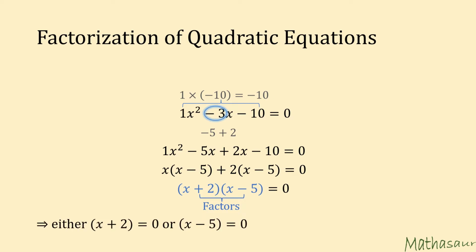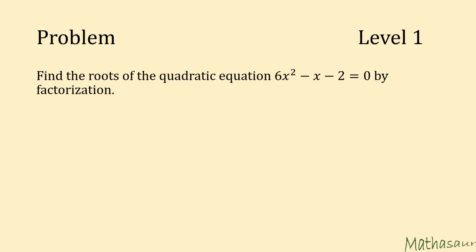Now since the product of these two factors is equal to 0, that means that at least one of them has to be 0. So we could write that either x plus 2 is equal to 0 or x minus 5 is equal to 0. Solving these two, we get x equals minus 2 or x equals 5. Now these are known as the roots of this quadratic equation. So note that we found out the factors of the polynomial and roots of the equation. Let us look at a few problems.